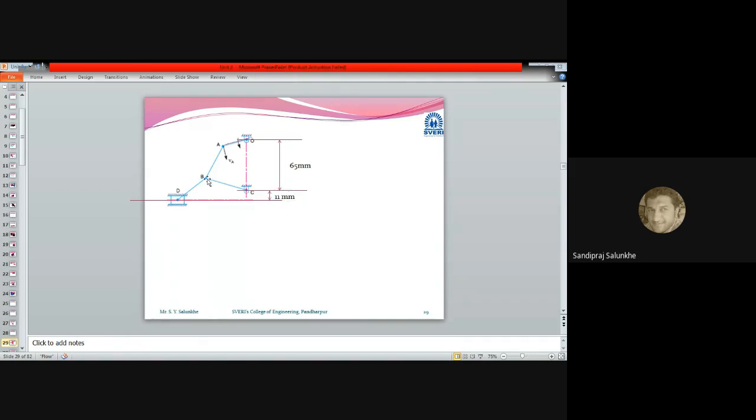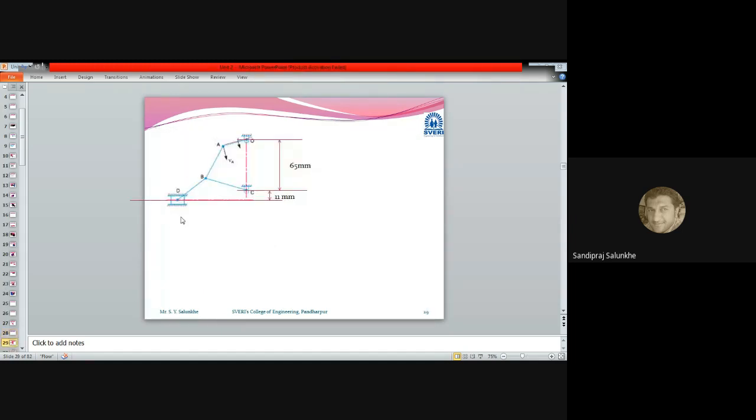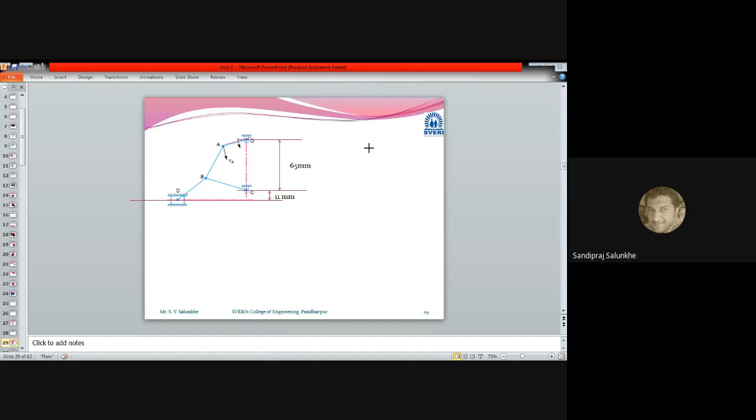And on that line, from B, you have to make one arc so that we can get D. You have to take a distance equal to BD, that is 46 millimeter, and make an arc on this horizontal line of reciprocation. And likewise, you can complete this space diagram. Any question? Hello? For completing the space diagram, do you have any question?